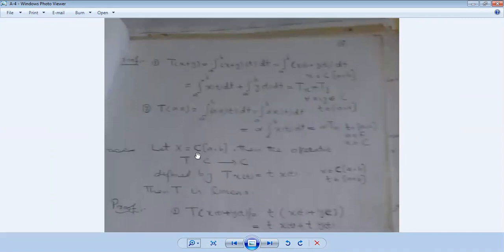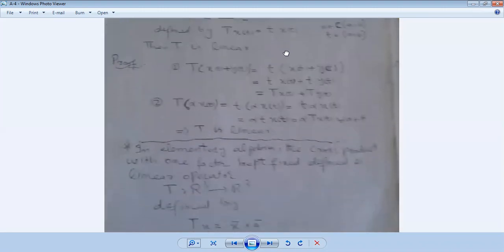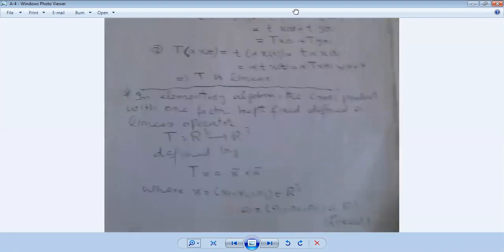Next example: let X be equal to C[a, b], then the operator T from C[a, b] to C[a, b] is defined by T of x(t) equal to t times x(t), where t is fixed. Here t is a fixed element of the closed interval [a, b]. If we choose it, then it is fixed. Then when we apply T on an element of C, meaning some function x(t), it is multiplied by t. This definition also satisfies the two conditions of a linear operator.